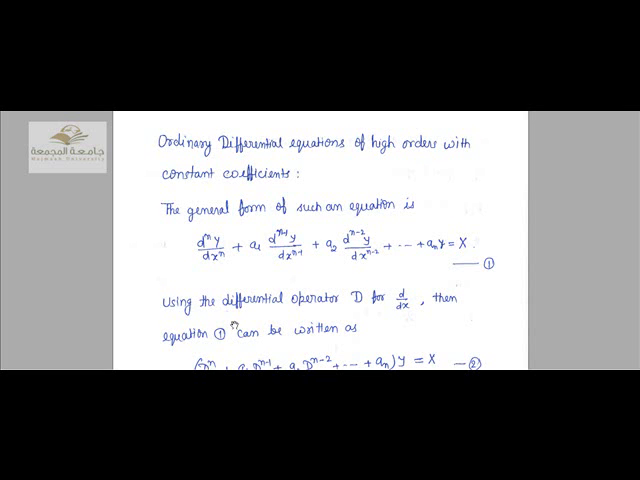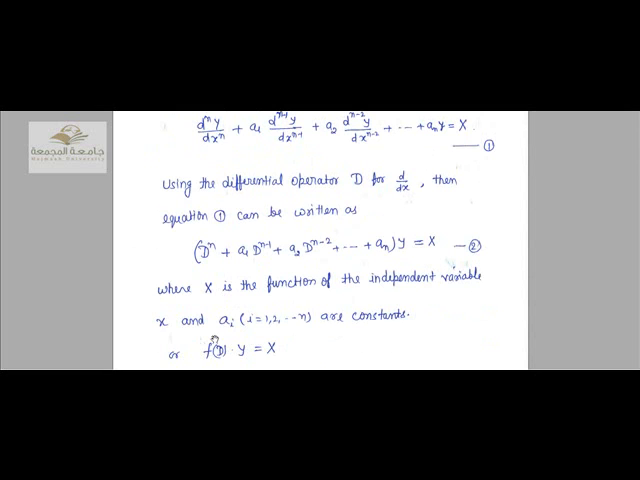Using the differential operator D for d/dx, equation 1 can be written as (D^n + a1 D^(n-1) + a2 D^(n-2) + ... + an) y = X, equation number 2, where X is a function of the independent variable x and ai are constants, where i = 1 to n, or f(D) y = X.